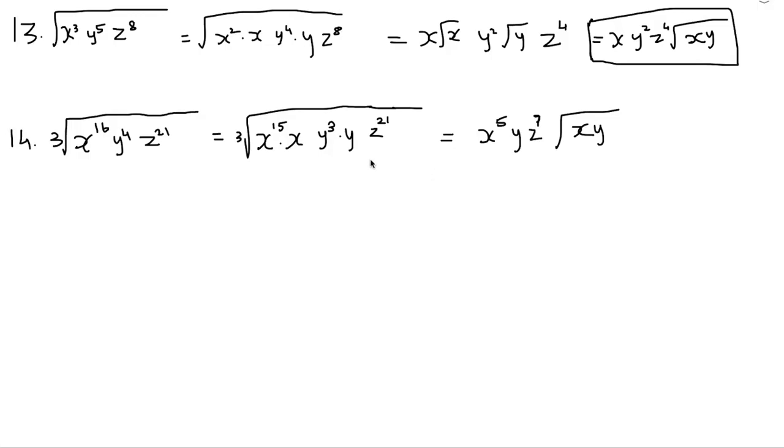You might ask me a question, will this not become a cube root instead of a square root? It will not become a cube root because we already took out x and y by its cube. So what is left here is only square. So that's the reason it will become only square root, not cube root. Now this is the answer.